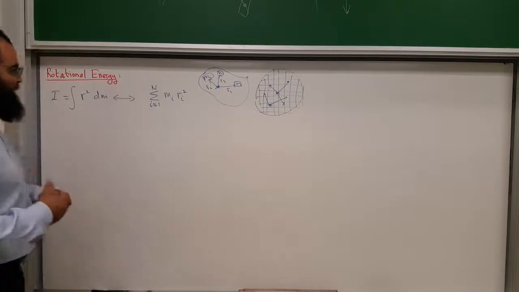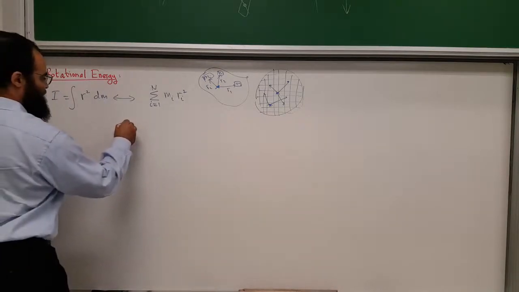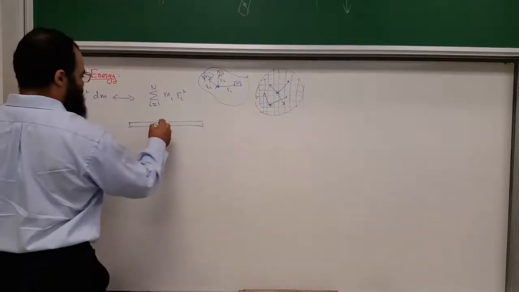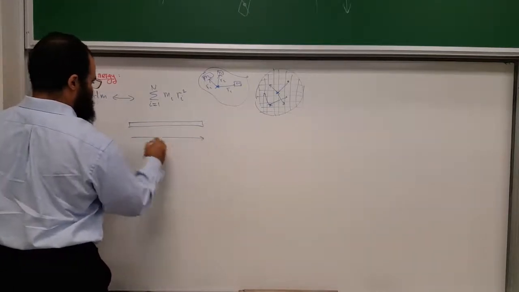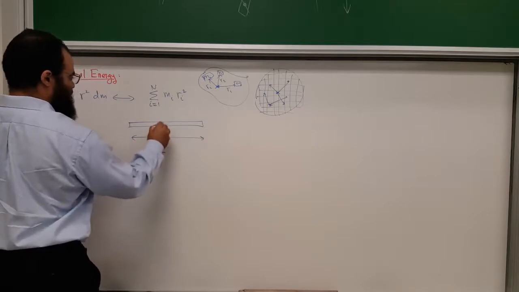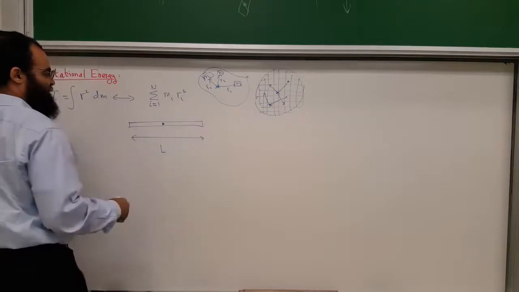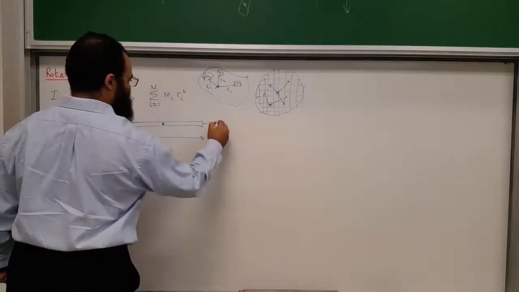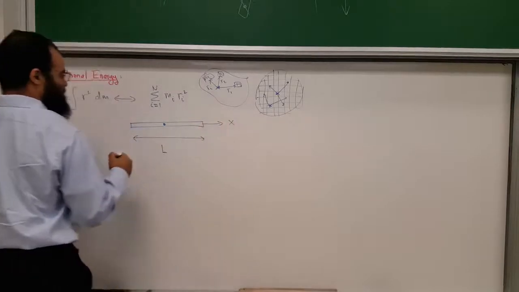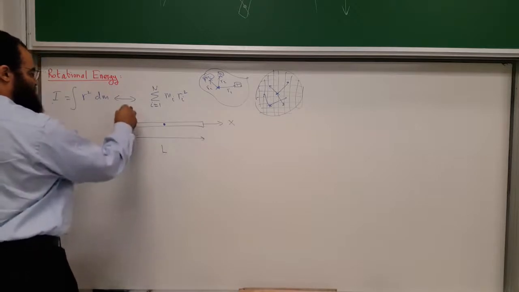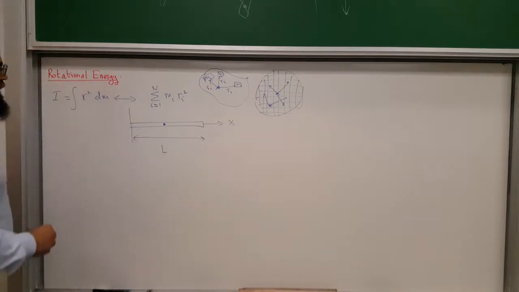So let's take the one-dimensional case. Here is the rod, and I want to calculate the moment of inertia of the rod, first about the center of mass, or the center of the rod. So let's say the rod here is of length L, and it has a mass m, and I'm going to spin it about this center here. So here is the x-axis. What is the moment of inertia if I'm spinning about here?